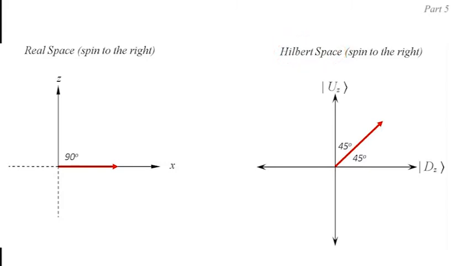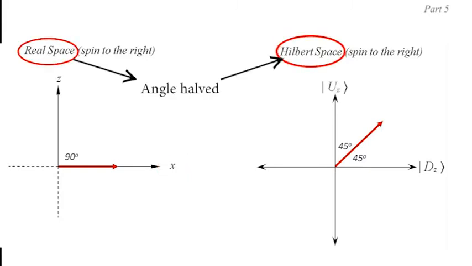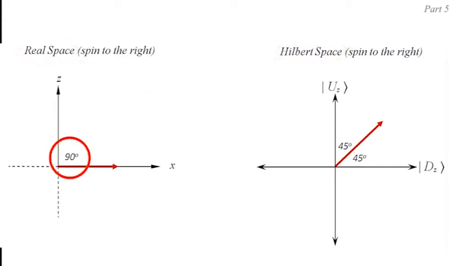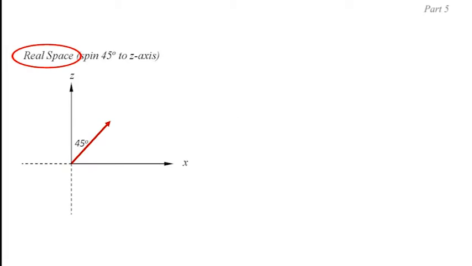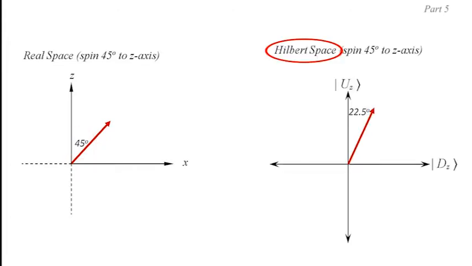Do you notice the way for this x direction spin, the angles seem to be halved between real space and Hilbert space? What is 90 degrees in real space between the spin vector and the up direction is 45 degrees in Hilbert space between the spin state vector and the up state vector. It probably should seem reasonable, therefore, that if the spin vector in real space is at 45 degrees to the z direction, which is half of 90, then the angle in Hilbert space between the spin state vector and the up state vector should be 22.5 degrees, which is half of 45.